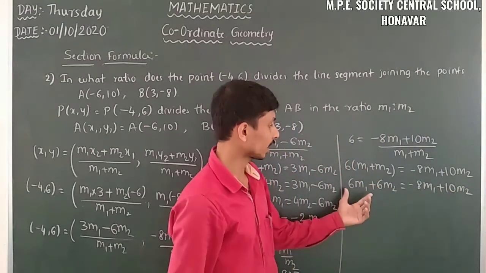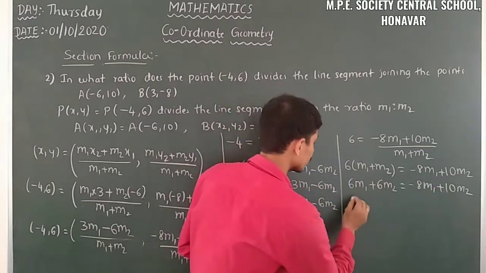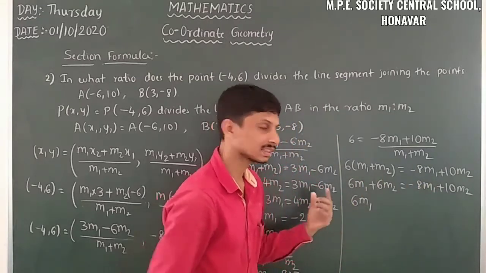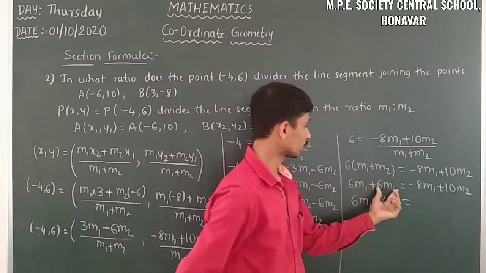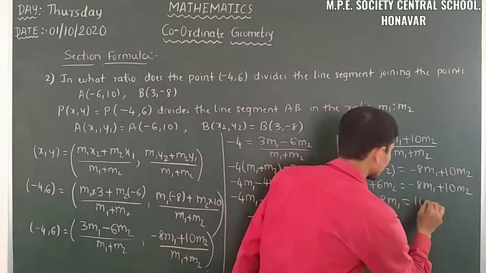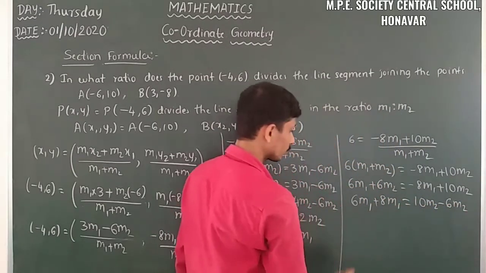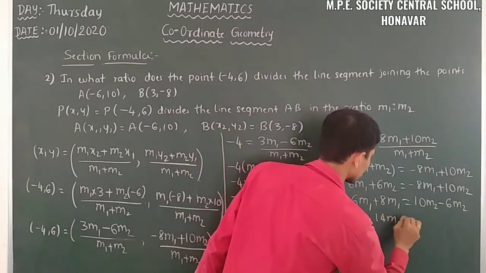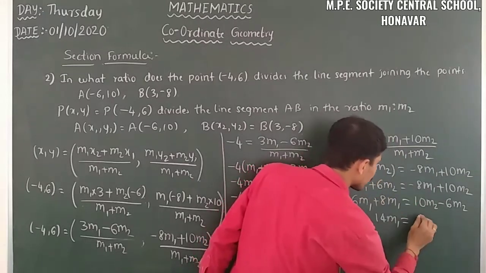Here I will transpose m1 to one side and m2 to the other side. So here I will keep 6m1. I will transpose minus 8m1 to this side, it becomes plus 8m1. I will transpose 6m2 to the RHS side, it becomes 10m2 minus 6m2. Here 8 plus 6 is 14m1 is equal to 4m2.